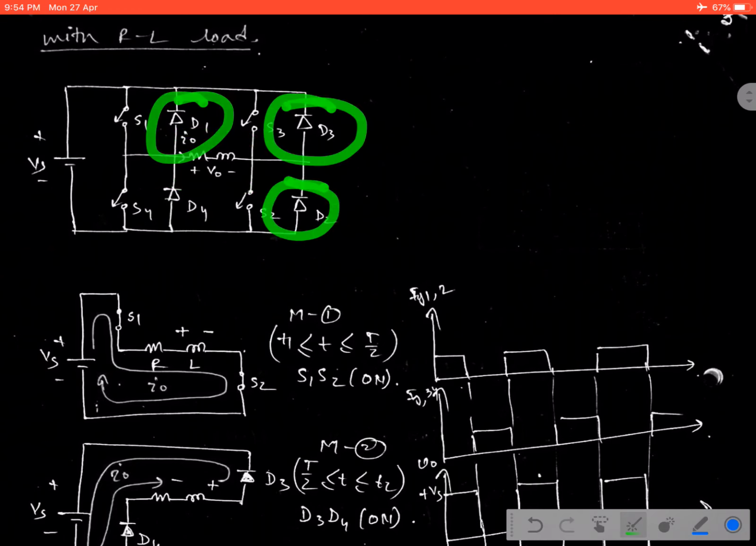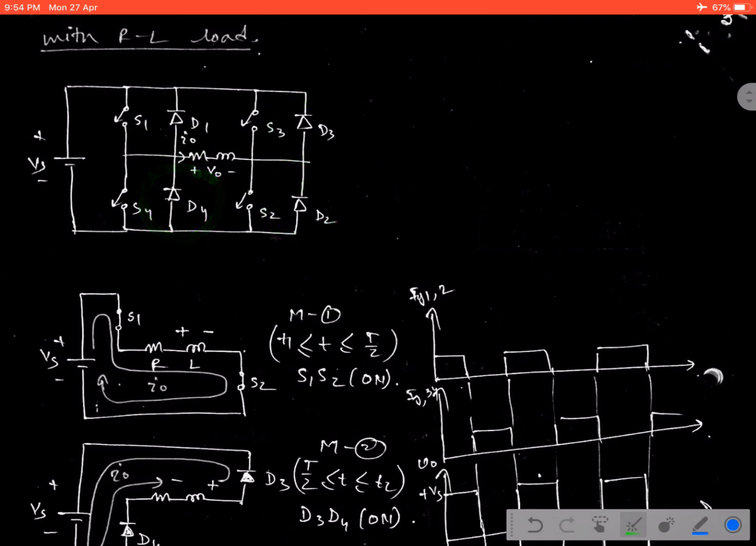Now see, in all the cases when the diode starts conducting, the energy stored inside the inductor is fed back from the load to the source. That is why this kind of diode is called a feedback diode, as it is able to feed back energy of the load to the supply. Now it is well described by the 4-mode operation, as the inductor is there.